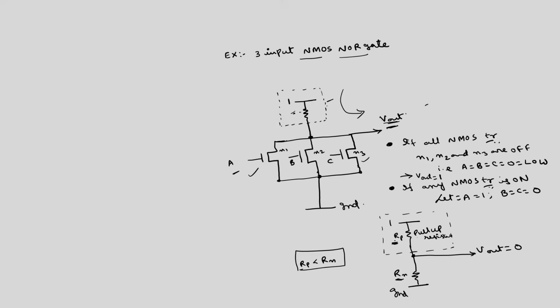In that case, the one which dominates will come to the output. Rn dominates, Rn is connected to ground, so output becomes 0. This is how you can pull up or pull down this network, and the Verilog code for this circuit we can write as follows.